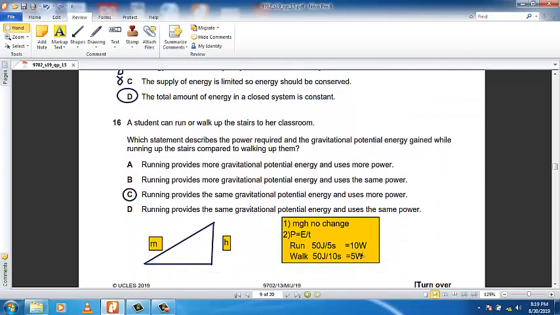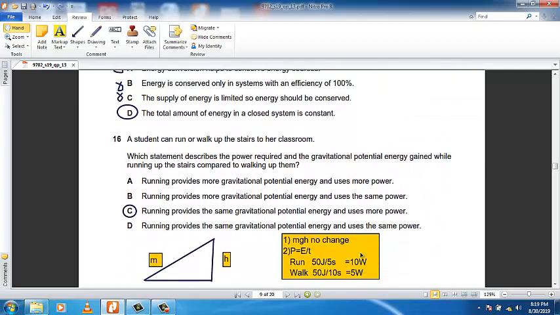Question number 16. It says that a student can run or walk up the stairs to her classroom. Which statement describes the power required and the gravitational potential energy gained while running up the stairs compared to walking up them? So here we have to know, if a person is running up stairs, how would his gravitational potential energy and his power change?